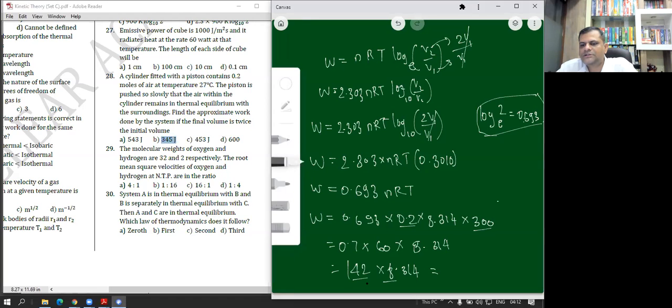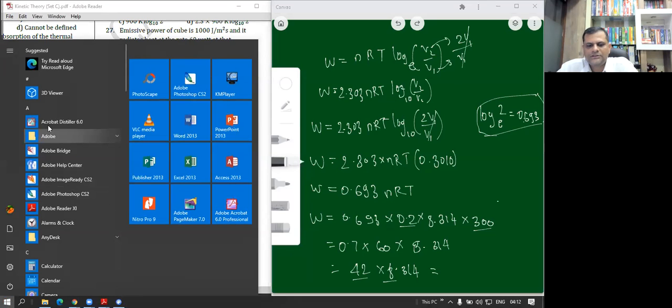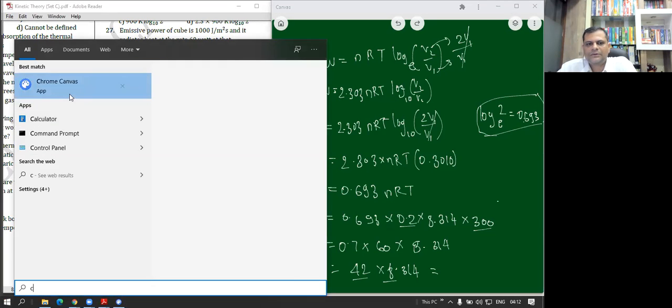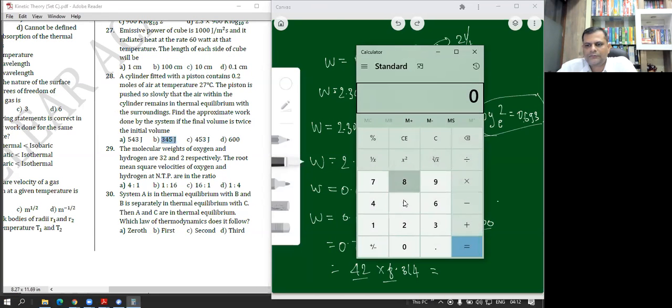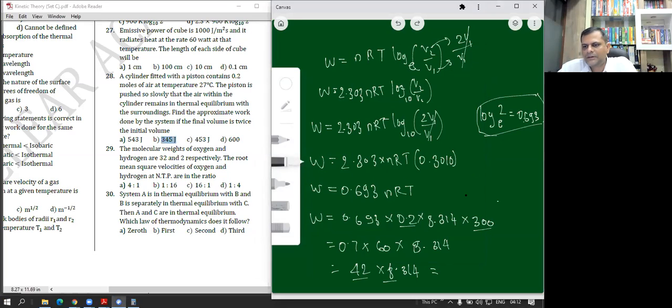Even you can just work this out and get the correct accurate answer. Okay, if you want, you can just use the calculator to find this answer. 42 multiplied by 8.314, which is going to be 349.1, but it's okay, 345 can be used.